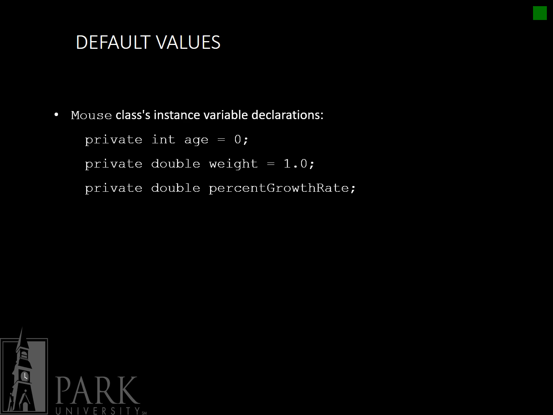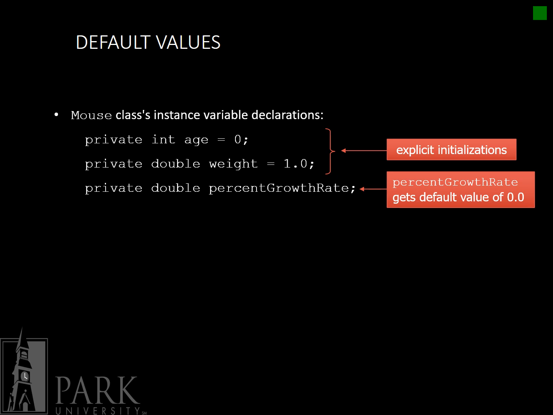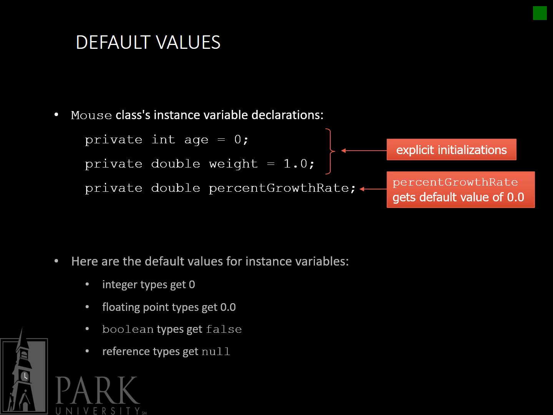A variable's default value is the value that the variable gets if there's no explicit initialization. So in the mouse class, we have an example of both explicit initializations and variables that receive a default value. It's important to realize this fact. By default, integers are set to 0, floating point values are set to 0.0, Boolean variables are false, and reference types are set to null.